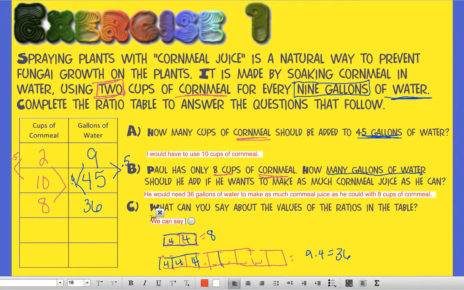We can say that all of the ratios given in the table are equivalent because they all reduce to 2 to 9.